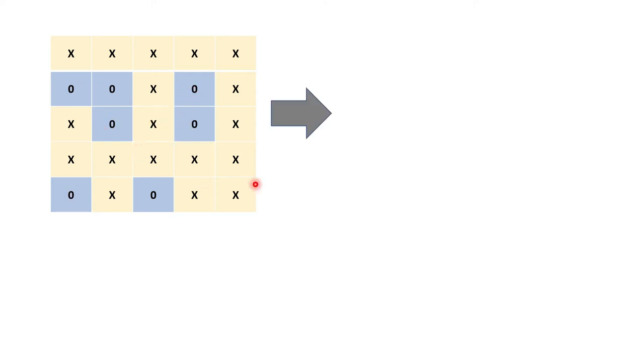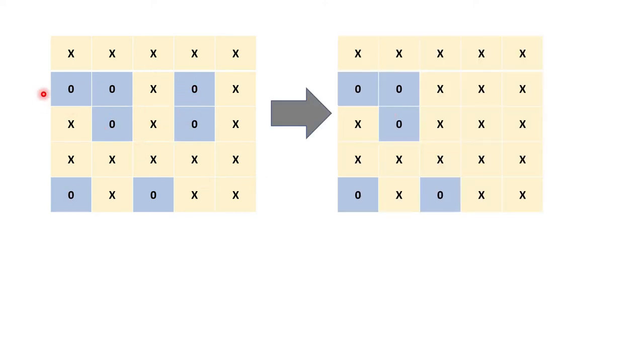So the output it wants is this one. So this part we can't convert, this one and this one. As this has no connection to the outer world, we have to convert those zeros to X and return that as an answer.